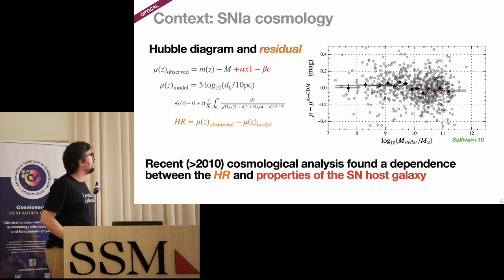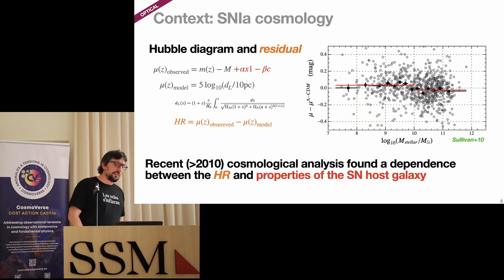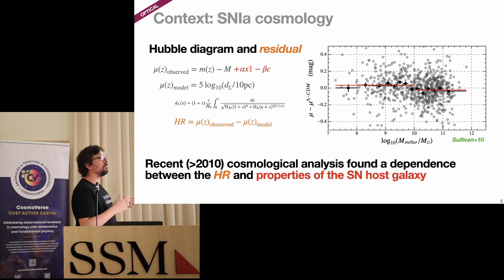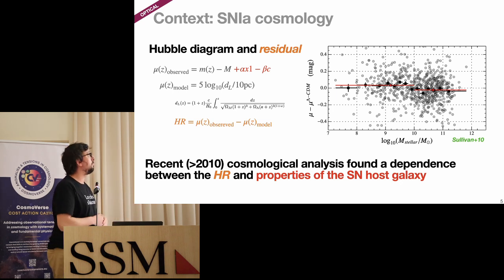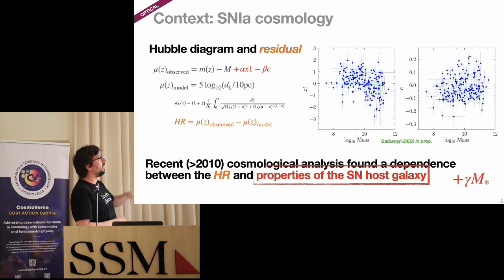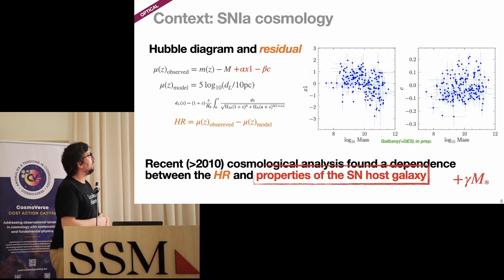From the 2010s, three papers by Mark Sullivan, Pat Kelly, and Hubble and Patel found that these residuals still have some dependence, besides those two empirical correlations, in the three cases, on the mass of the host galaxy, but now we call it the environment. So there's some environmental dependence. And this pointed to a third empirical correlation that includes any parameter that has to do with environment.